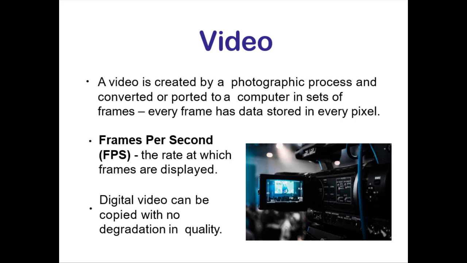Some high quality video would play at 60 frames per second. However, normally eyes can only notice the difference when the number of frames gets too low, like below 20 or 15 frames per second. A digital video can be copied from one storage to another without any degradation in quality.